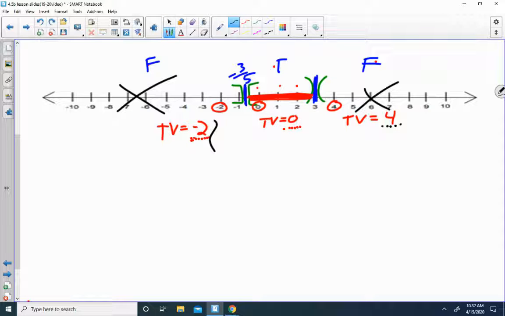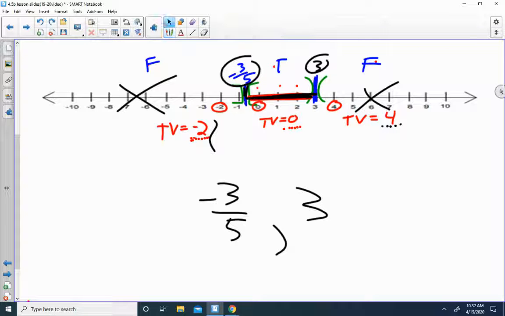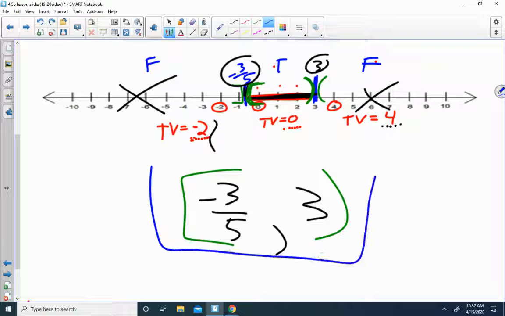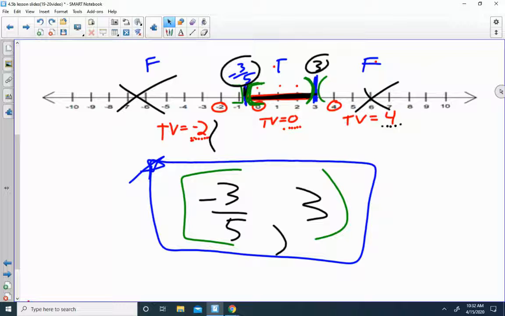So look at the shading. We shade all the way to -3/5, and then all the way to positive 3. And what are the brackets we use? For 3, it looks like we're going to have an open bracket. For -3/5, we're going to have a closed bracket. No union symbol because we only have one interval, and that's going to be our final answer. Done, just like that. All right, do a couple more examples, and then we'll be good for this video.